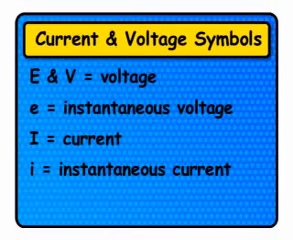This same lowercase convention holds true for current as well. The lowercase letter i represents the current at some instant in time. Most direct current measurements, however, being stable over time, will be symbolized with capital letters.